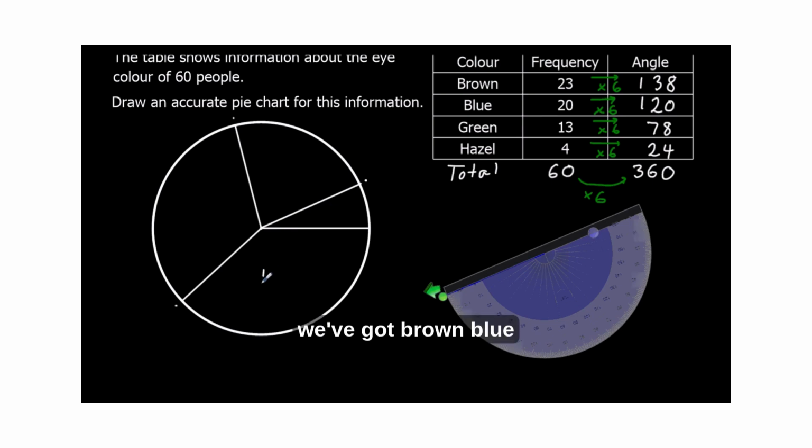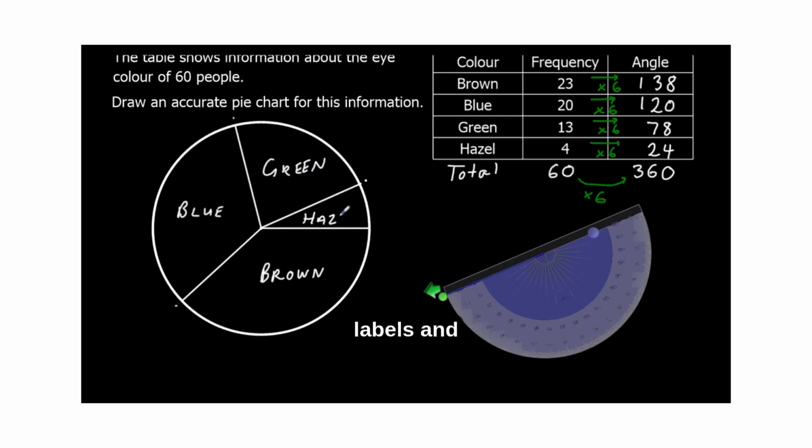So we've got brown, blue, green, and hazel. Putting on our labels, and there is our completed pie chart.